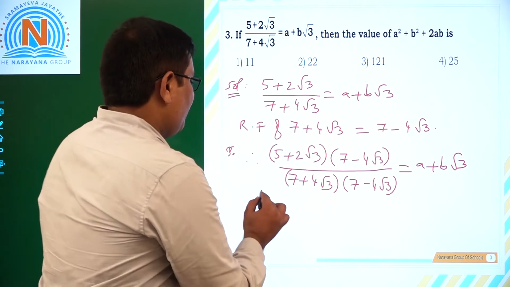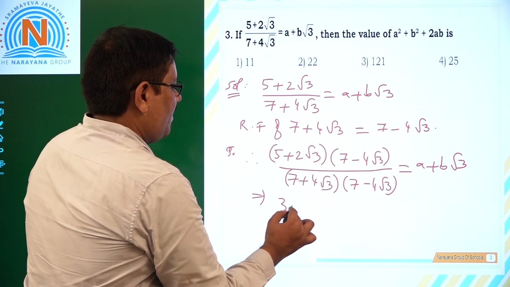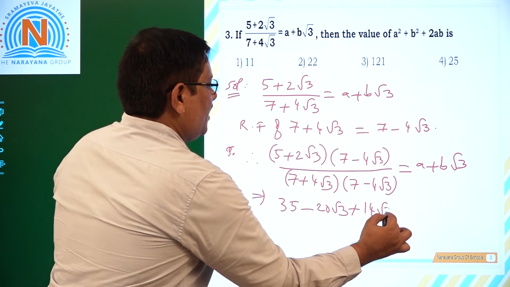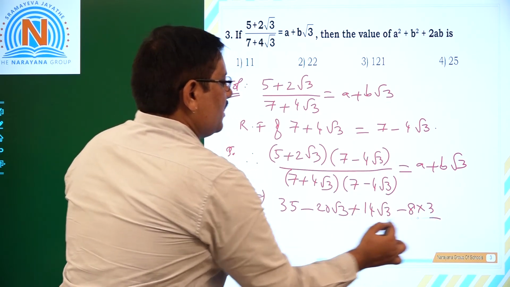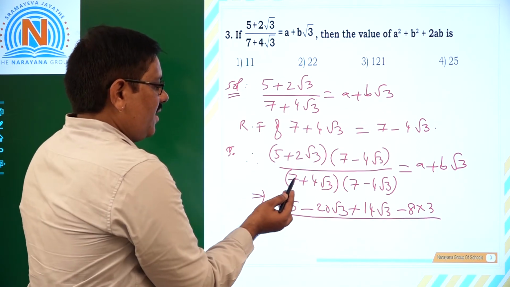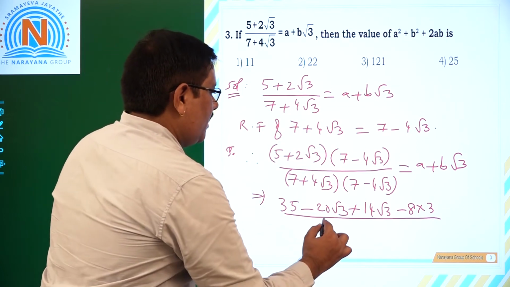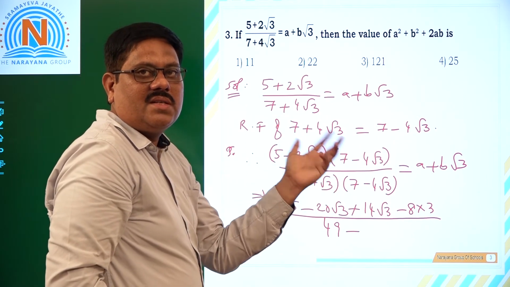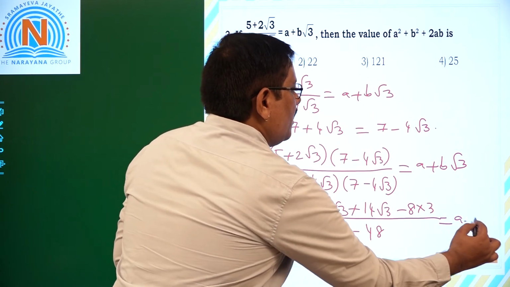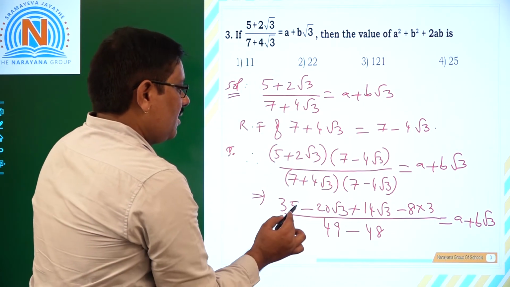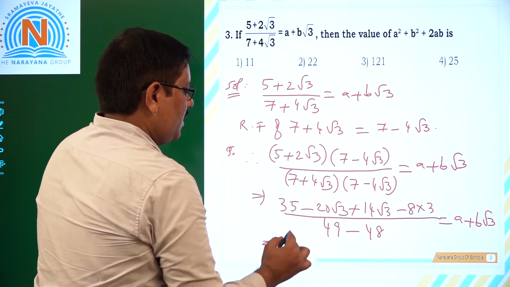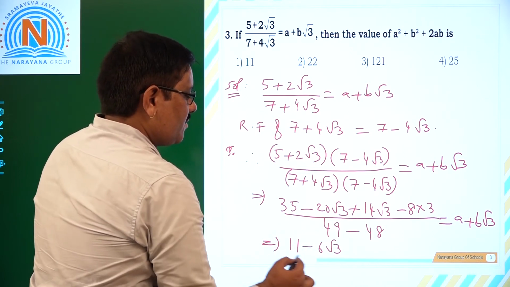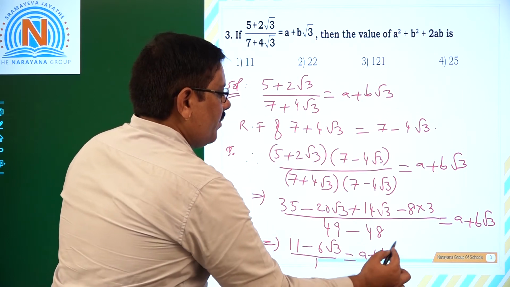That is the target. Now if you simplify, 5 times 7 is 35, minus 5 into 4, that is 20√3. Next, plus 7 into 2, that is 14√3, minus 2 4s are 8 into √3 into √3, which is nothing but 3. Divided by, it is in the form of (a + b)(a - b), a² - b², that is 7² which is 49, minus (4√3)², 4² is 16, √3² is 3, 16 3s are 48, that is going to be a + b√3. If you simplify further, 35 minus 24 is 11, minus 20√3 plus 14√3, that is minus 6√3, by 49 minus 48 which is 1, that is a + b√3.